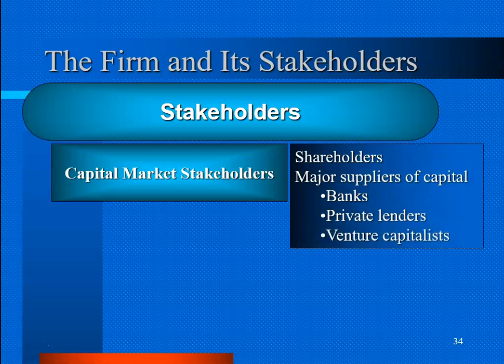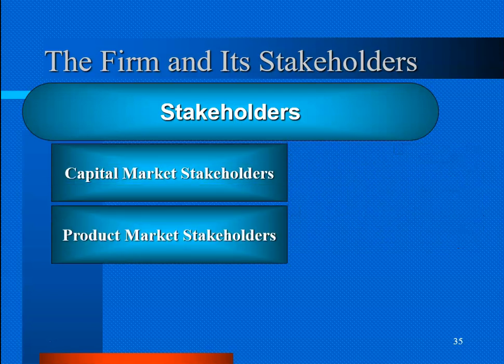We have different kinds of stakeholders. The first we will look at is capital market stakeholders, and these are shareholders, the major suppliers of capital. It could be the bank that you got the loan from, or private lenders or venture capitalists that gave you the money up front to run the business, or even after you started the firm, these persons came in and invested in the business. Those are called capital market stakeholders.